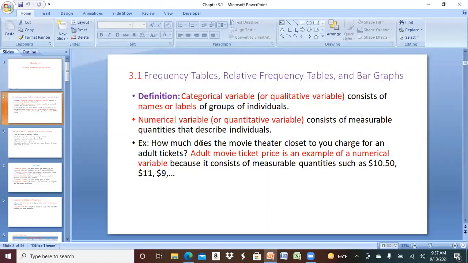You see, how much does the movie theater charge for movie tickets? The ticket prices are 10.50, 11, 9. This is a numerical variable. The numerical variable is considered a measured quantity, but the categorical variable consists of the name or label of the group.